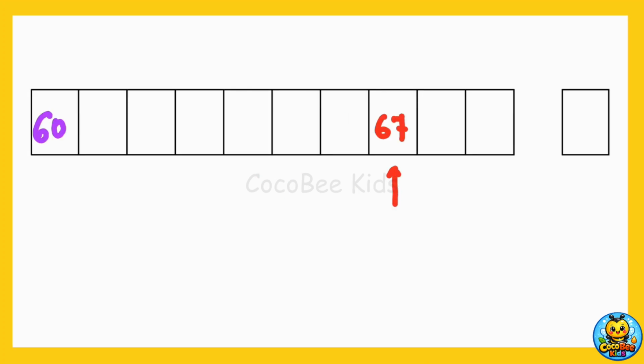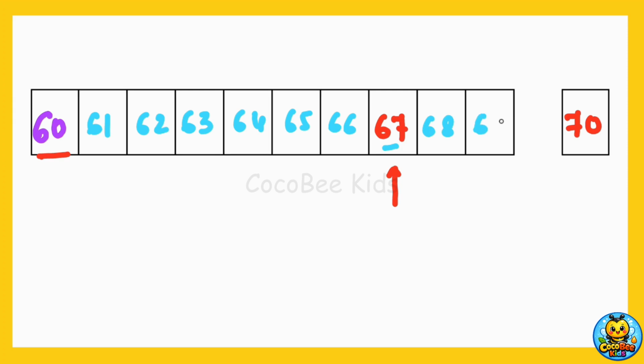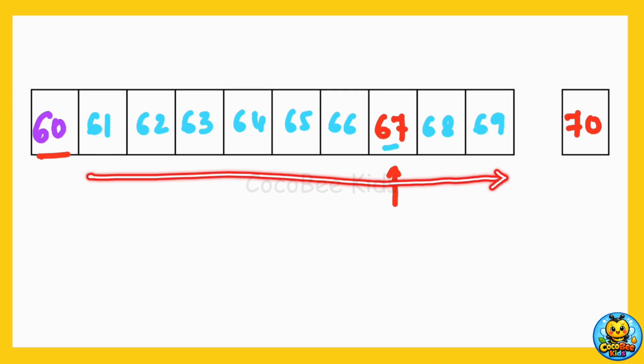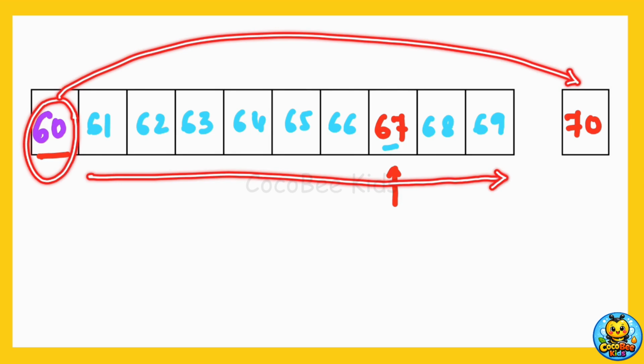Now tell me, where exactly does 67 live? It lives between 60 and 70. Can you tell me some other numbers that belong to the 60s family? We have 61, 62, 63, 64, 65, 66, 67, 68, and 69. All the numbers starting from 61 to 69 belong to the 60s family and they lie between 60 and 70.